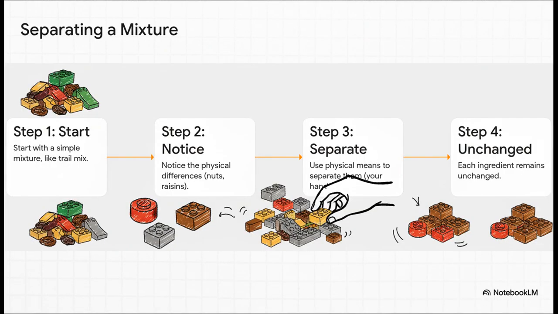And because nothing is chemically locked together, you can usually separate mixtures pretty easily. Just imagine you've got a bowl of trail mix. You can see the nuts, you can see the raisins, you can see the little chocolate pieces. You don't need some complex chemical reaction to separate them. You can literally just use your hands and pick them out. Each piece stays exactly what it was to begin with.